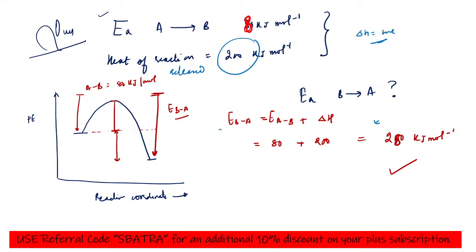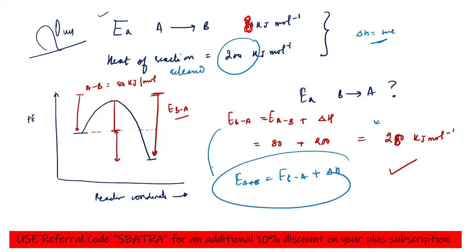Okay, so in an endothermic reaction this energy would be higher, so the activation energy of AB is equal to the activation energy of BA plus delta H. Clear, everyone? Okay, so just read the statements carefully.